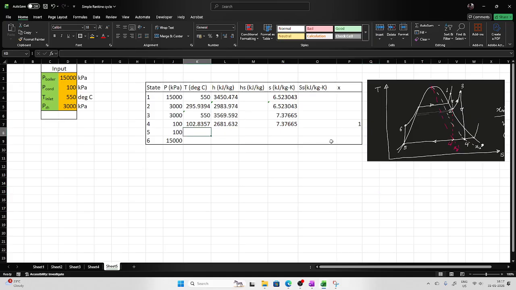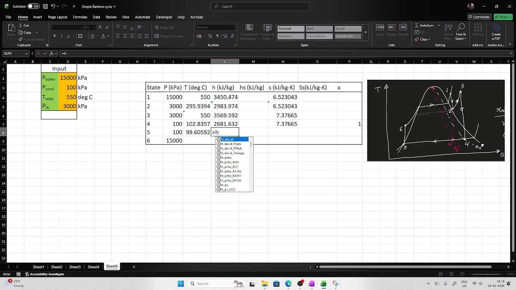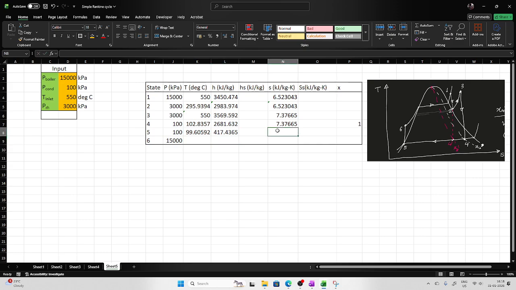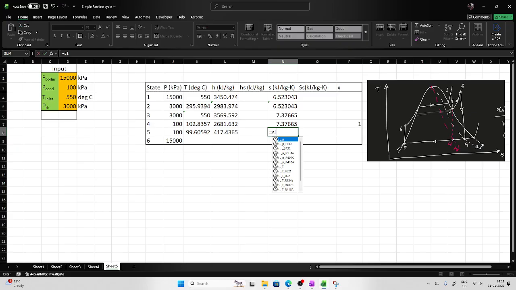So now point number 5. This is saturated liquid corresponding to the condenser pressure. So T sat is the temperature based on this pressure. Now comes enthalpy. It should be the enthalpy of saturated liquid based on the pressure. Now entropy will be that of saturated liquid based on pressure.